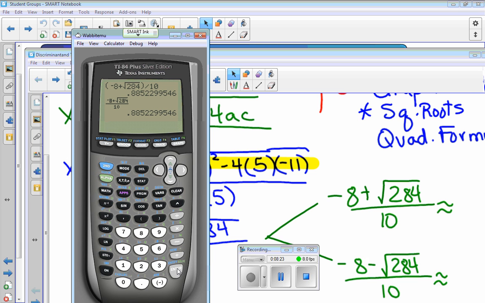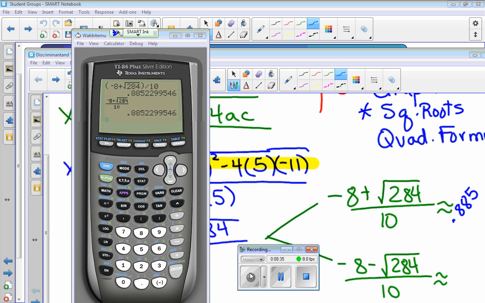So 0.885 is one of the solutions to this quadratic. Tell me what the second one is. Tell me what the one with the minus sign is going to be. So the other answer is negative 2.49 when you plug it in.